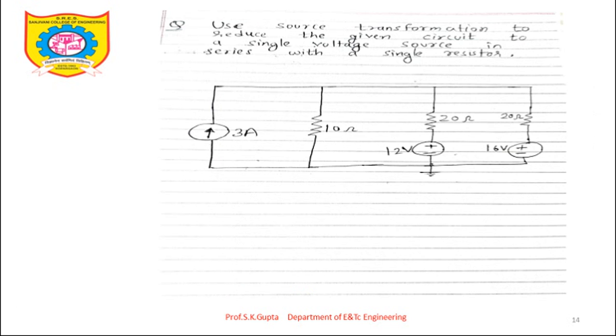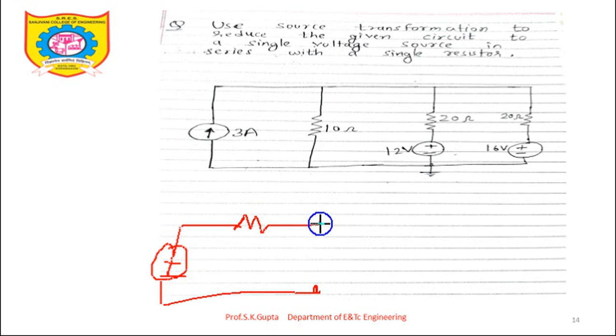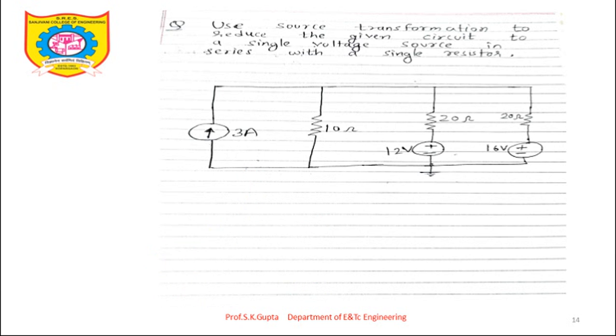So let's see one example. Question is, use source transformation to reduce the given circuit to a single voltage source. So I want that my circuit should contain one single voltage source in series with a single resistor. So in this fashion I have to replace this given circuit, so I will use the source transformation.